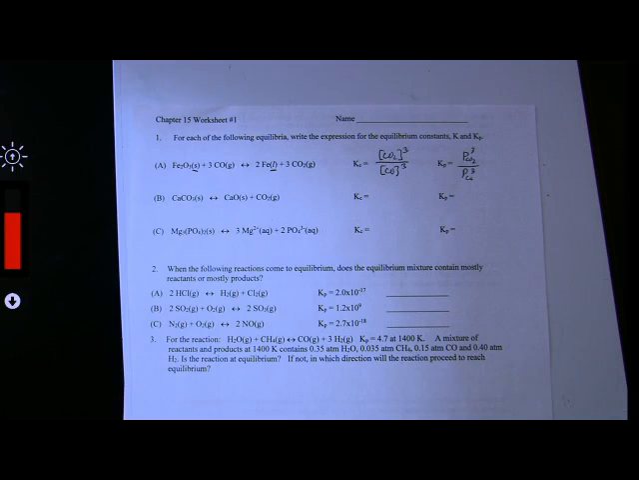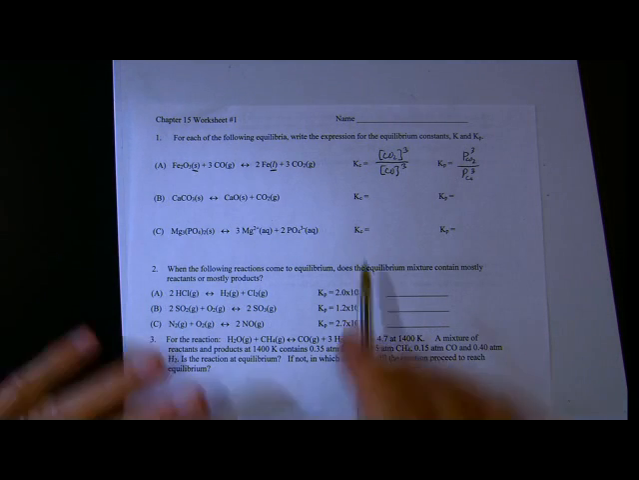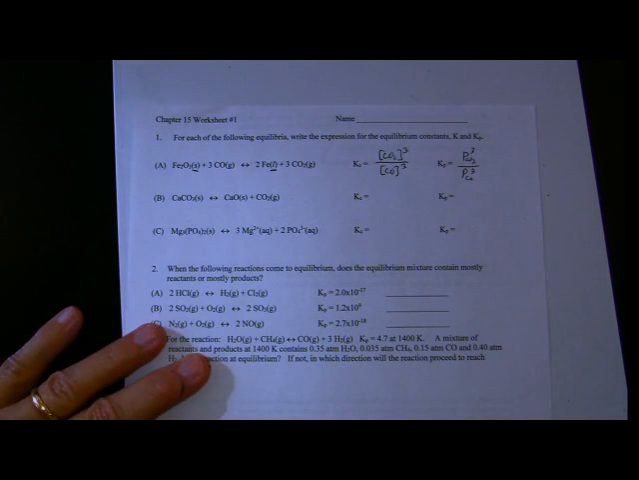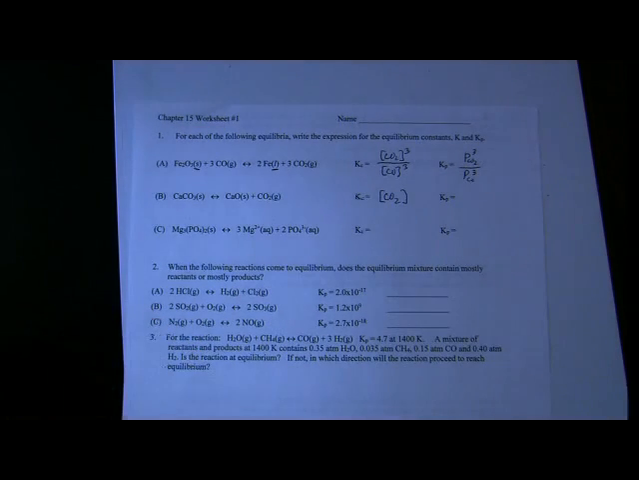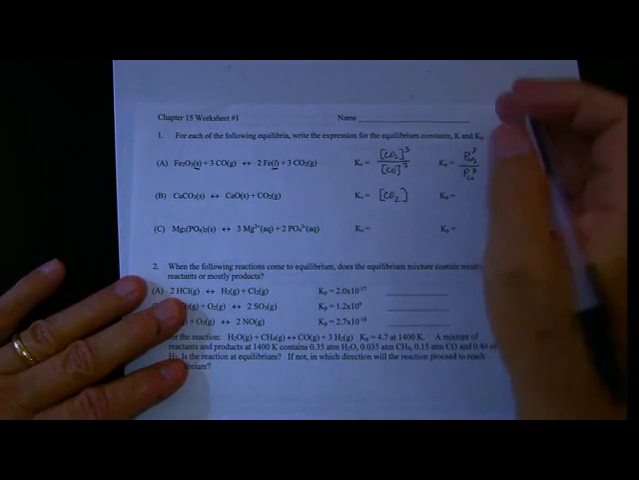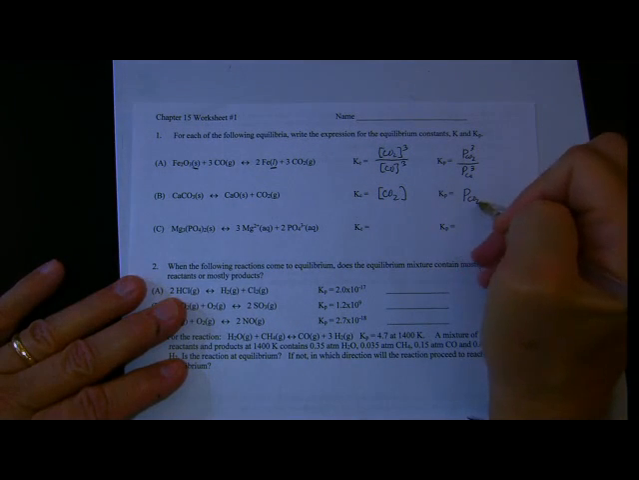All right, calcium carbonate decomposing into calcium oxide and carbon dioxide. What would K sub C be here? Just the concentration of CO2. That is correct. In the case of K sub P, it would just be the pressure of CO2.